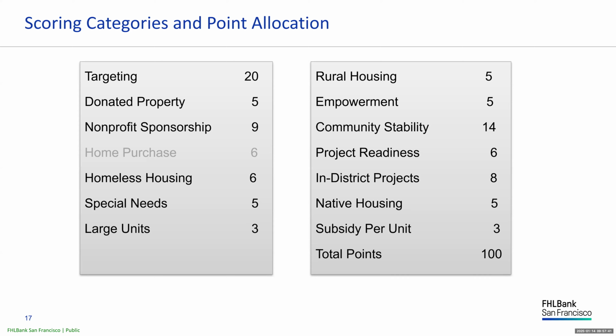Next, I'll pass it over to Brandon to go over the scoring categories. Feel free to follow along with a copy of the application open in front of you.